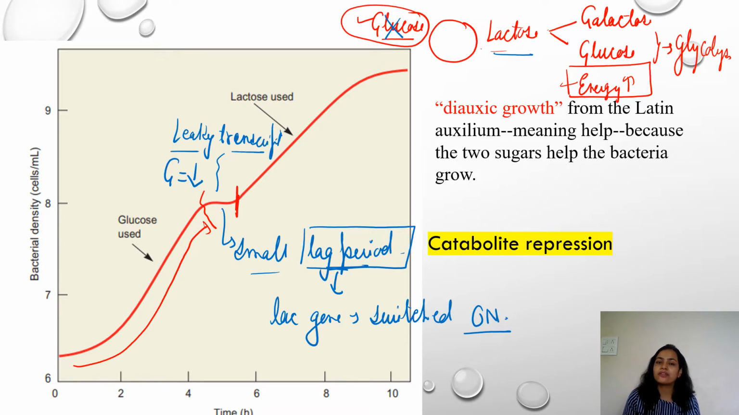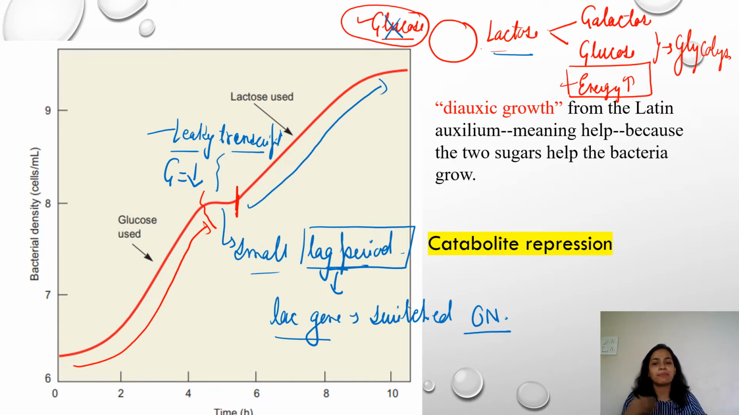So I'll request you all to please go to the previous video, that is part 1 of Lac Operon, for the leaky transcription and the product of the lac genes. Once the lac gene is transcribed and the product is there, then what happens? Again, you can see a log phase is there, and an exponential phase will be achieved.